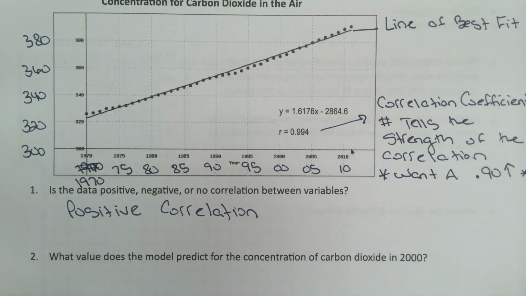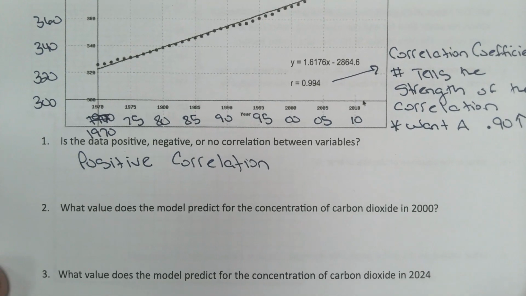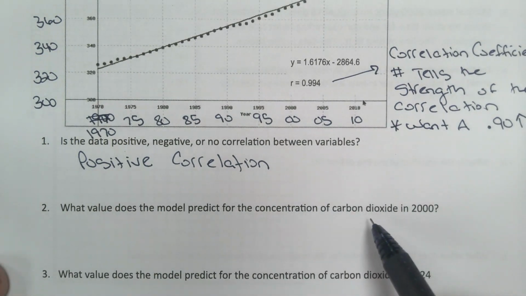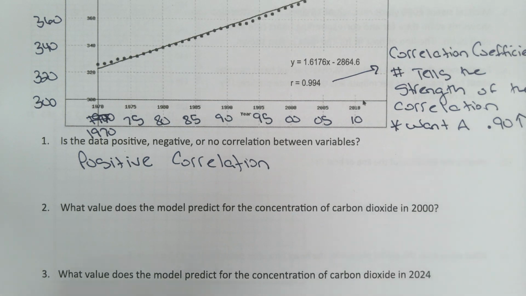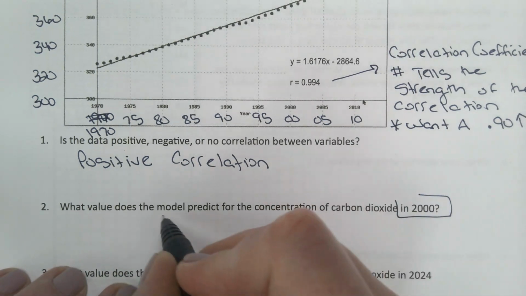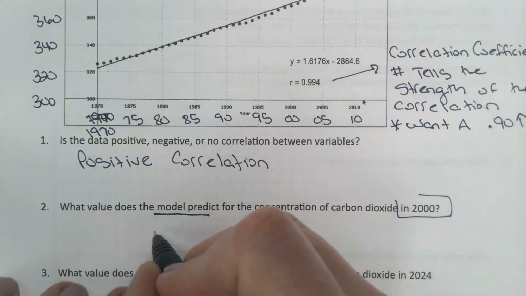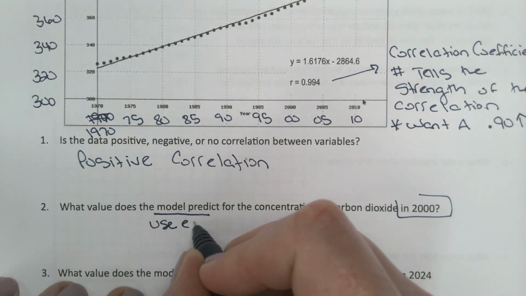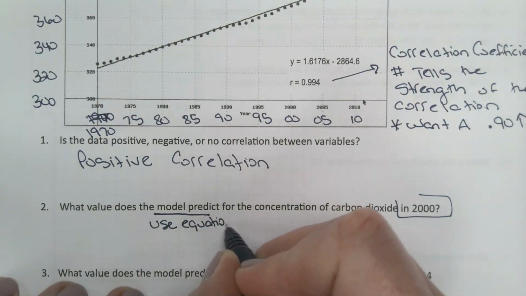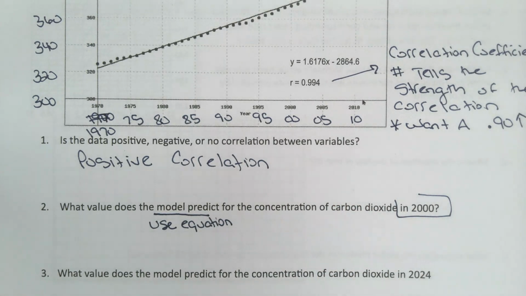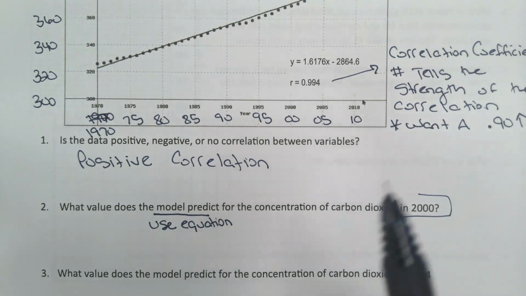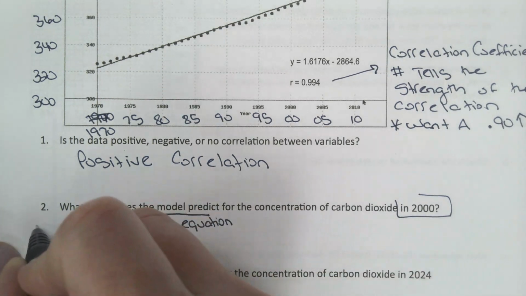What value does the model predict the concentration of carbon dioxide in the year 2000? When it says model, that is saying, hey, I need you to use the equation. You can look at the graph, but that really says, hey, plug this value into the equation. But we have a nice graph here.